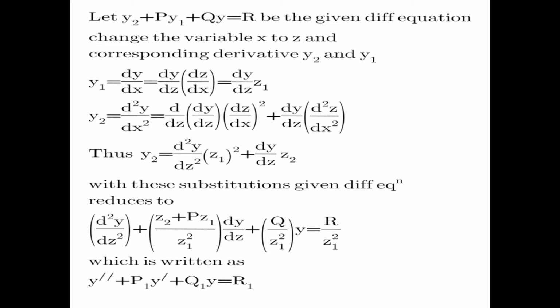And this can be written as y double dash plus p1 into y dash plus q1 into y is equal to r1, where we have taken p1 is equal to z2 plus p z1 divided by z1 square, q1 is equal to q divided by z1 square, and r1 is equal to r divided by z1 square. Y double dash denotes the derivative with respect to the new variable z, that is d square y by dz square. Y dash is dy by dz.